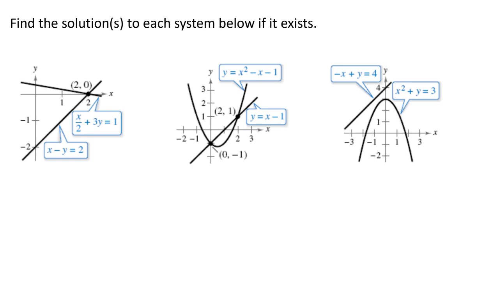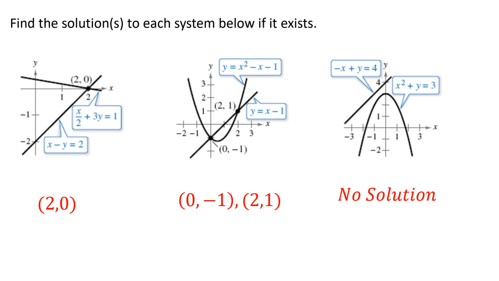Then if we look at the last graph, we do have a line and a parabola, but these two graphs never intersect. On the first one, my solution was (2, 0). On my middle one, I have two solutions: (0, -1) and (2, 1). But for the last one, there is no solution because these two graphs do not intersect. Okay?